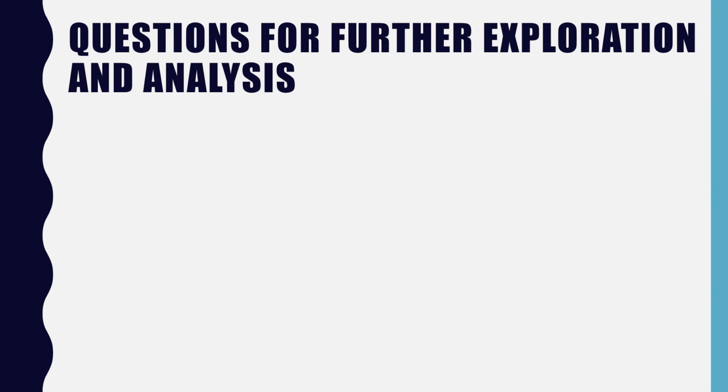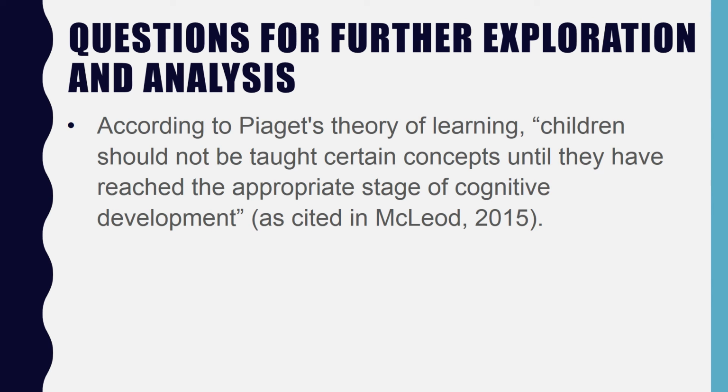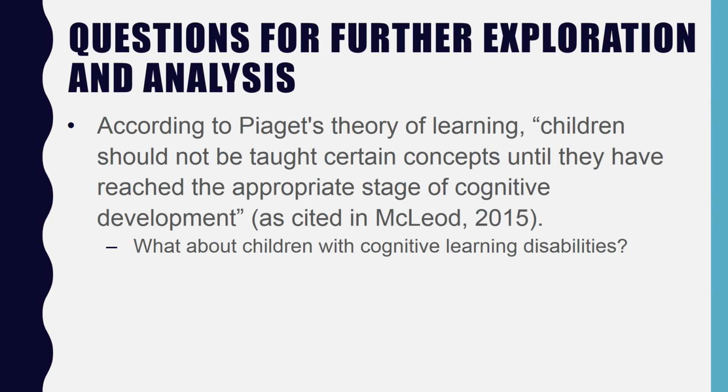At the end of our presentation, we wanted to leave you with some questions for further exploration and analysis. First, thinking back to Piaget. According to Piaget's theory of learning, children should not be taught certain concepts until they have reached the appropriate stage of cognitive development. But one question is, what about the children who have cognitive learning disabilities? How do we help teach them the best?